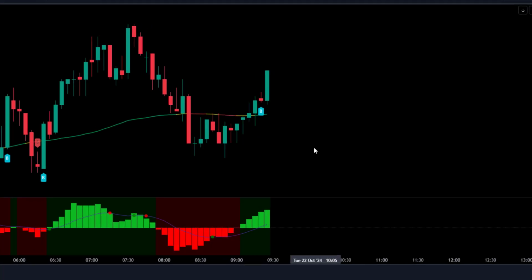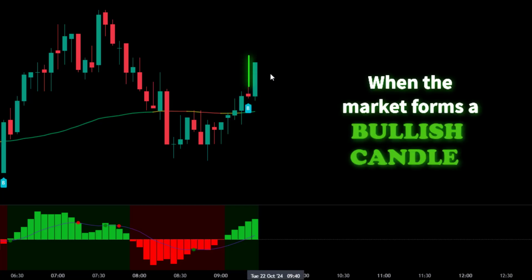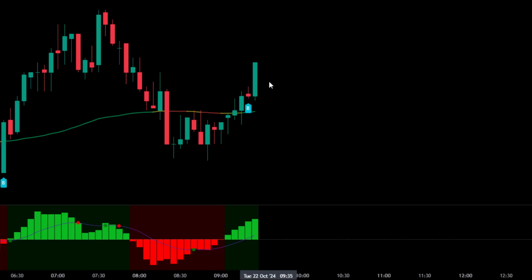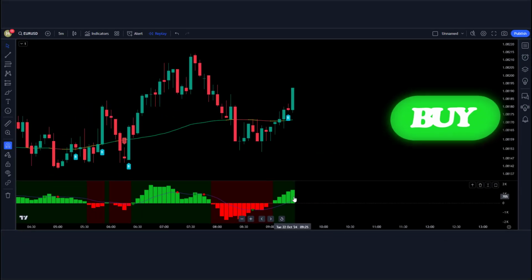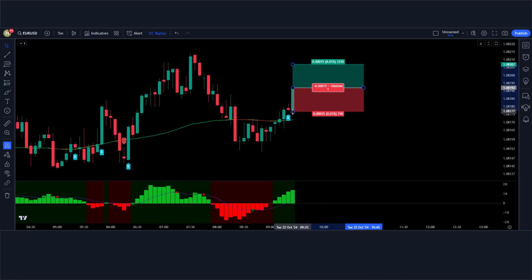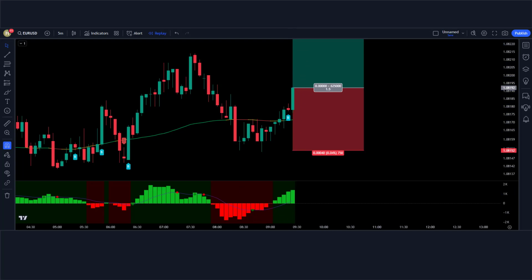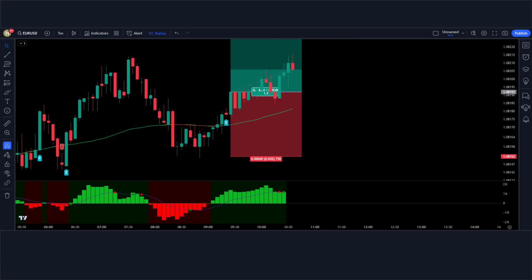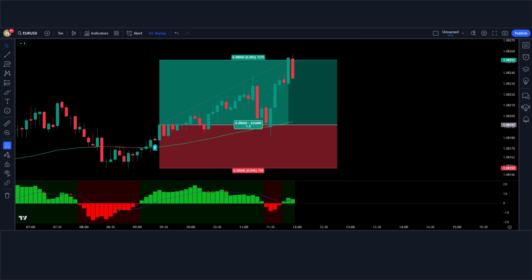Now, let's understand the concept where we will take buy and sell trades based on their conditions. When the Swing Trade Signals indicator gives us a buy signal, when the market forms a bullish candle, and when the columns of the Klinger Volume Oscillator are bullish, if these conditions are fulfilled, then we will place a buy order. Our stop loss will be placed at the current market's lower level, and the risk to reward ratio will be 1:1.5. The market has completely hit the target.